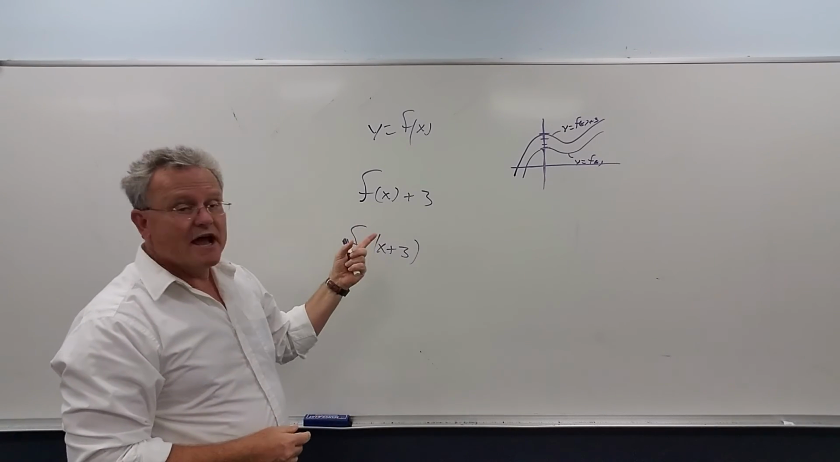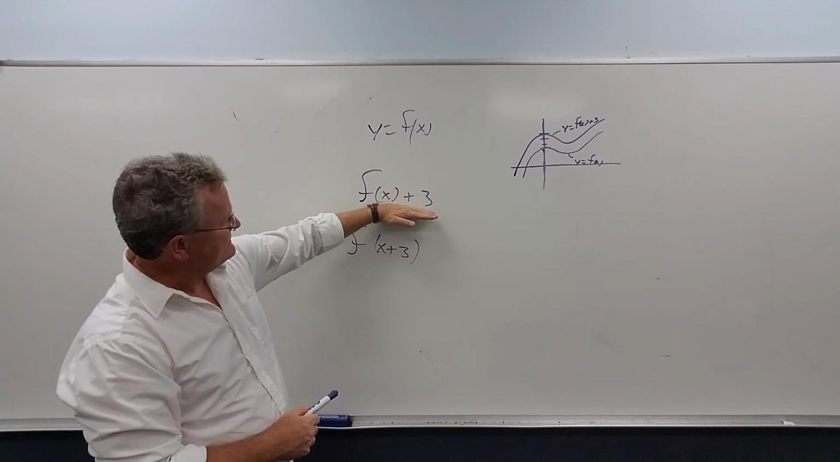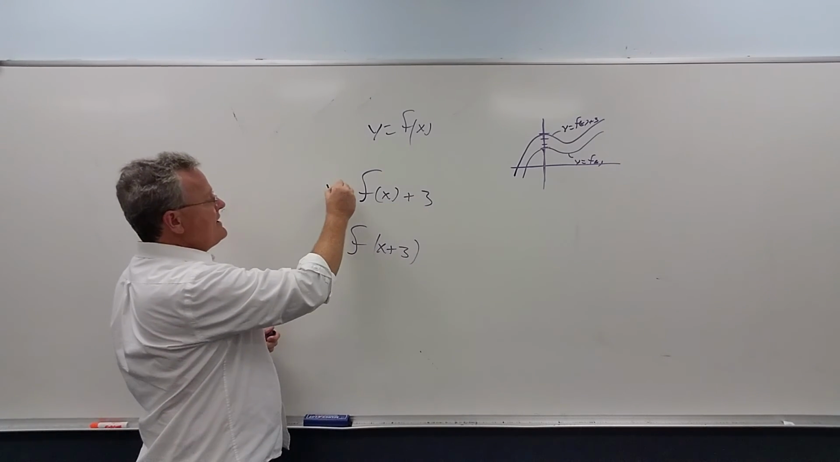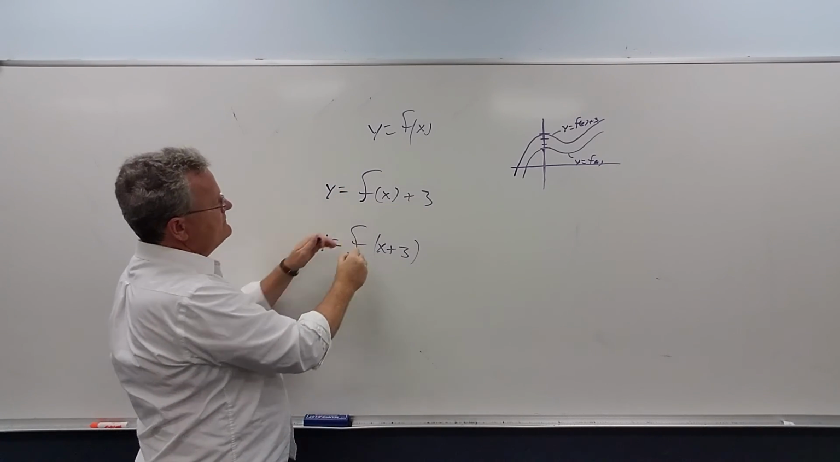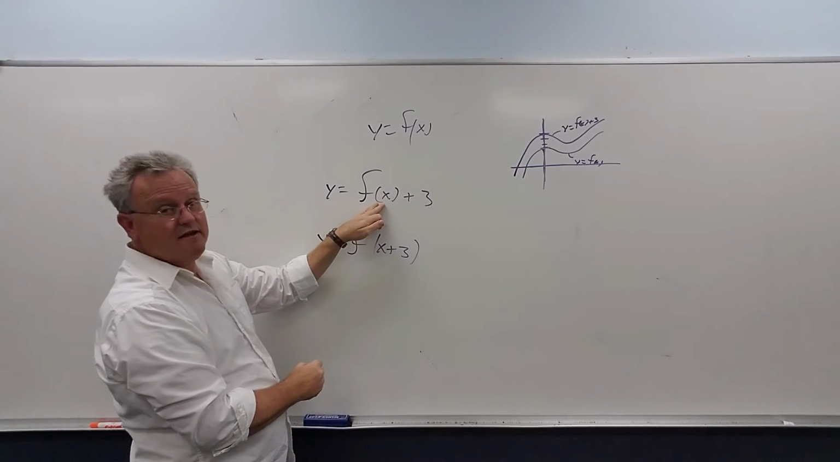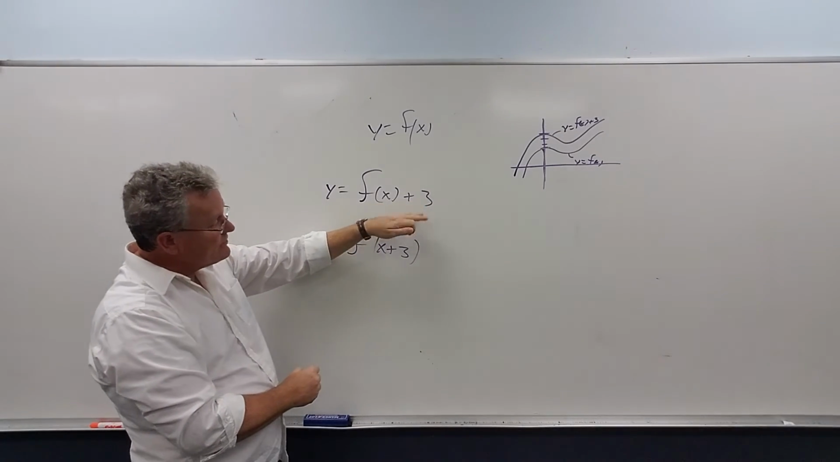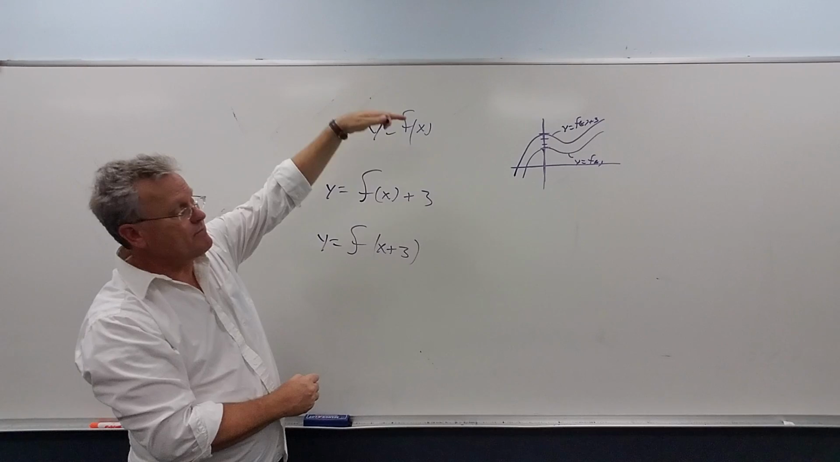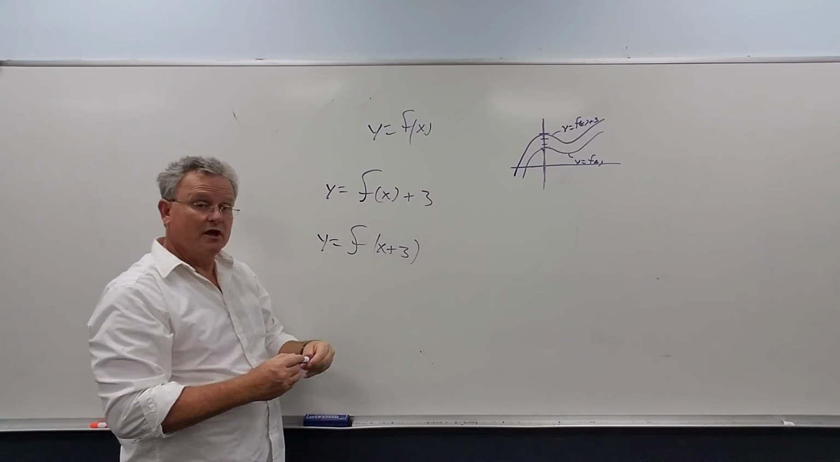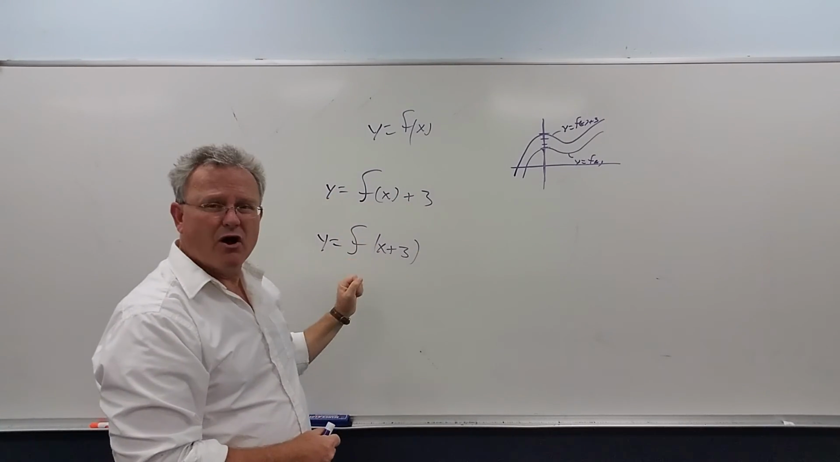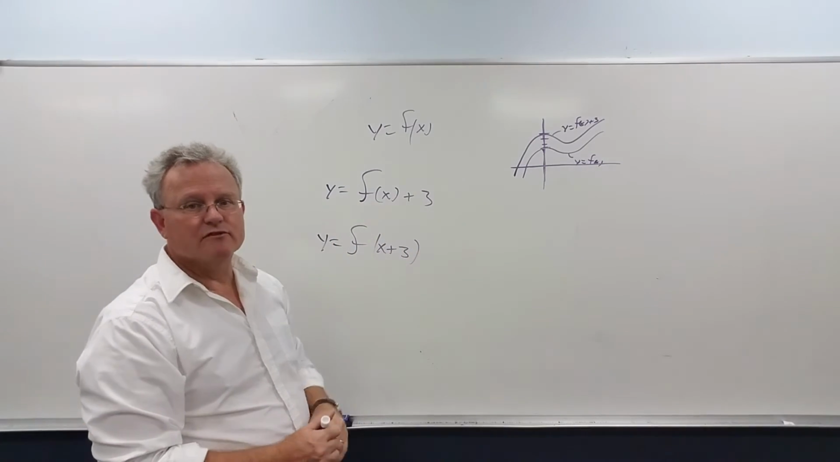So we can see that when we add 3 to any function, or add a number, it moves the whole graph up. If you subtract, it moves it down. In the next video, we're going to talk about how a graph moves left and right.